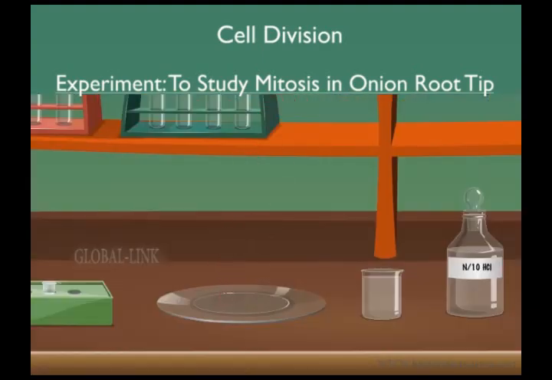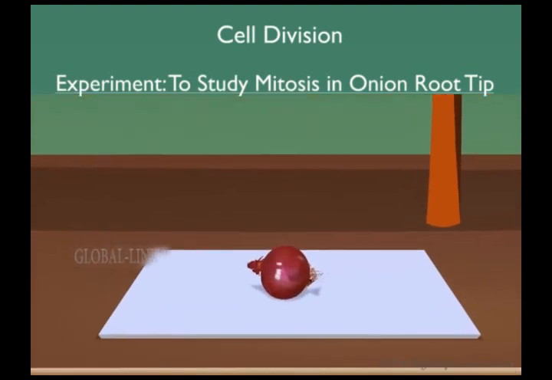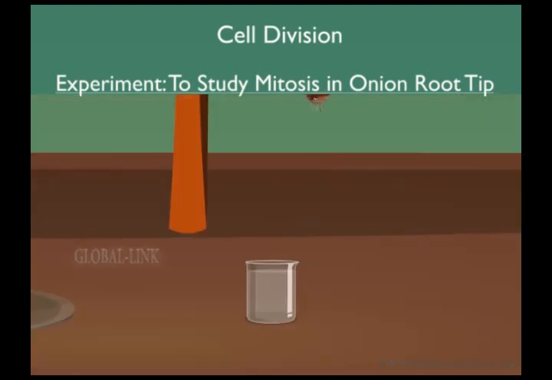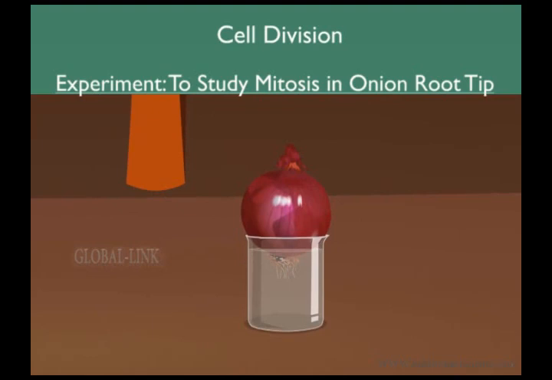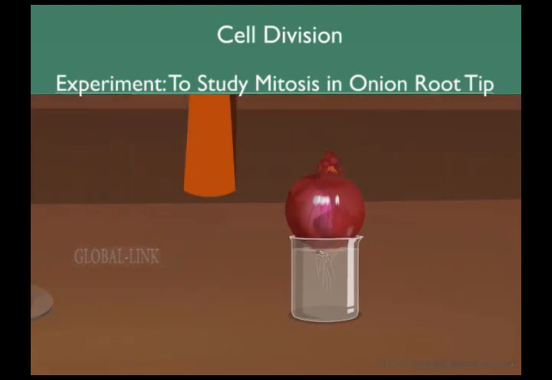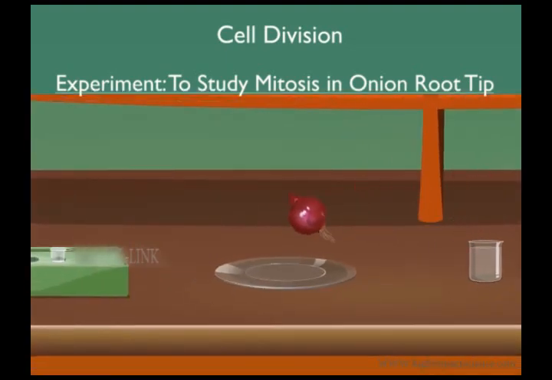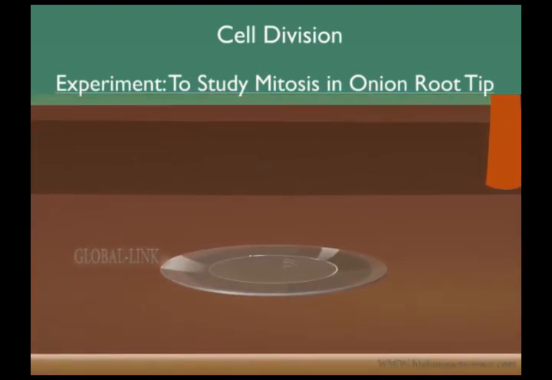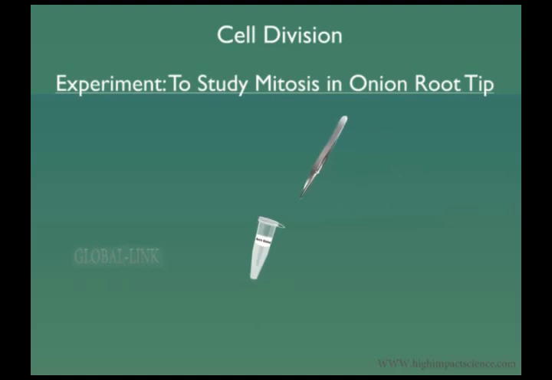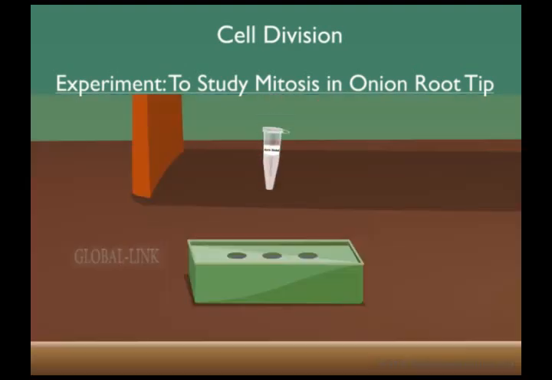Now, place the onion on a tile and carefully remove the dry roots using a sharp blade. Grow the roots by placing them in a beaker of water for 3 to 6 days. Cut off 2 to 3 centimeters of freshly grown roots and place them on a watch glass. Using a forceps, transfer them into a vial containing the acetyl alcohol. Keep them here for 24 hours.